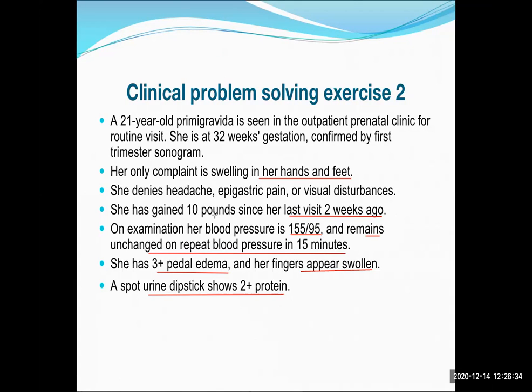There is a rapid weight gain. This is because of the edema. Blood pressure is not in the severe range. It is still in the milder range. This is another point. She has pedal edema confirmed, okay, with a finger swollen also. And the important thing is proteinuria is also milder. 1+ to 2+ comes under mild type of preeclampsia. So all features are showing mild preeclampsia here. Excellent. So this is the way you need to reach the diagnosis. Let's move on.